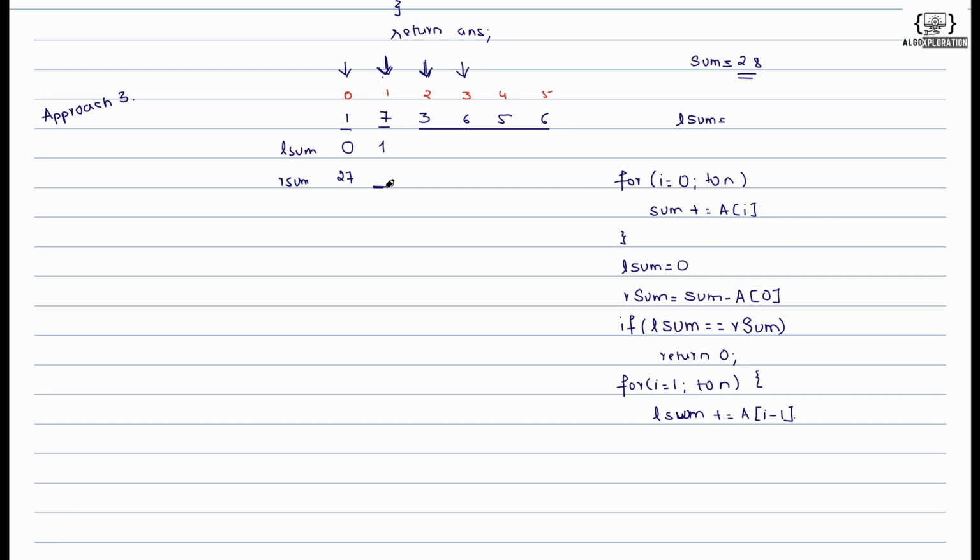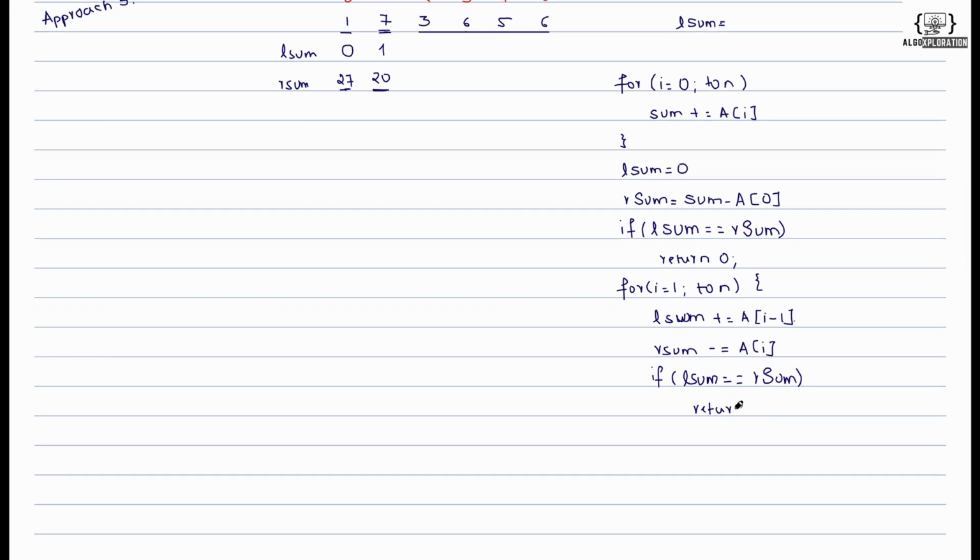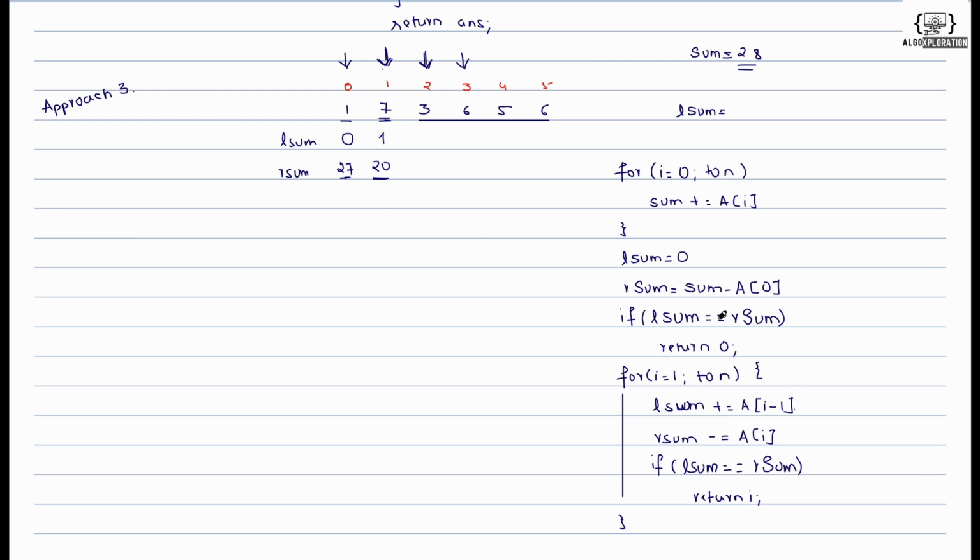Here I want to calculate the right sum. So right sum will be, I want to subtract 7 from 27, so right sum minus equals a of i. So this will be 20, and that's it. Here if my left sum is equal to right sum, return i, right? So here you can see that we didn't take any extra space, right?